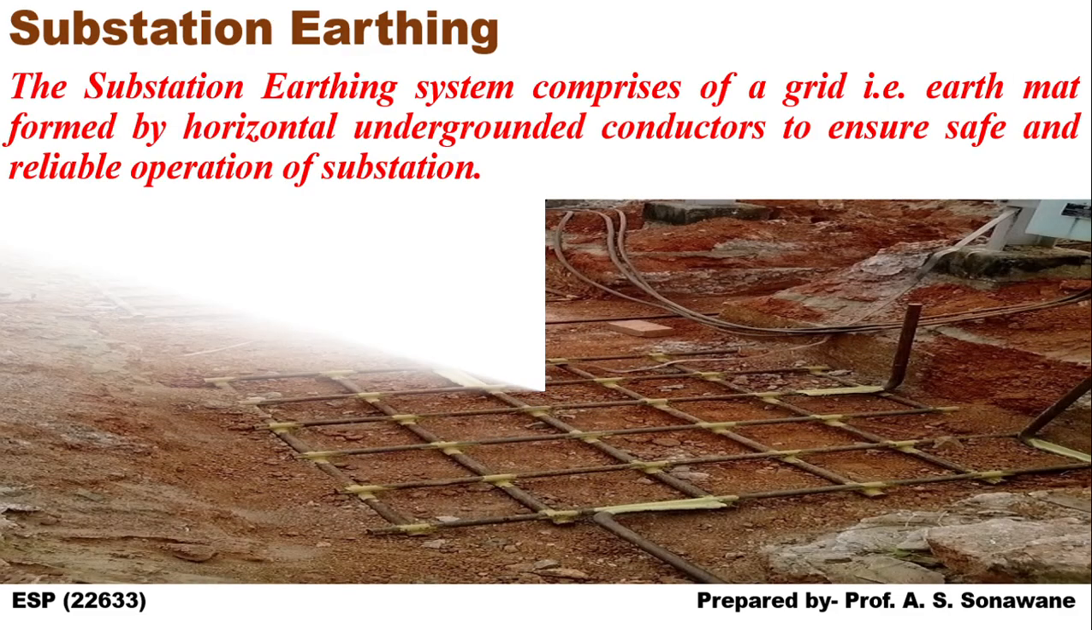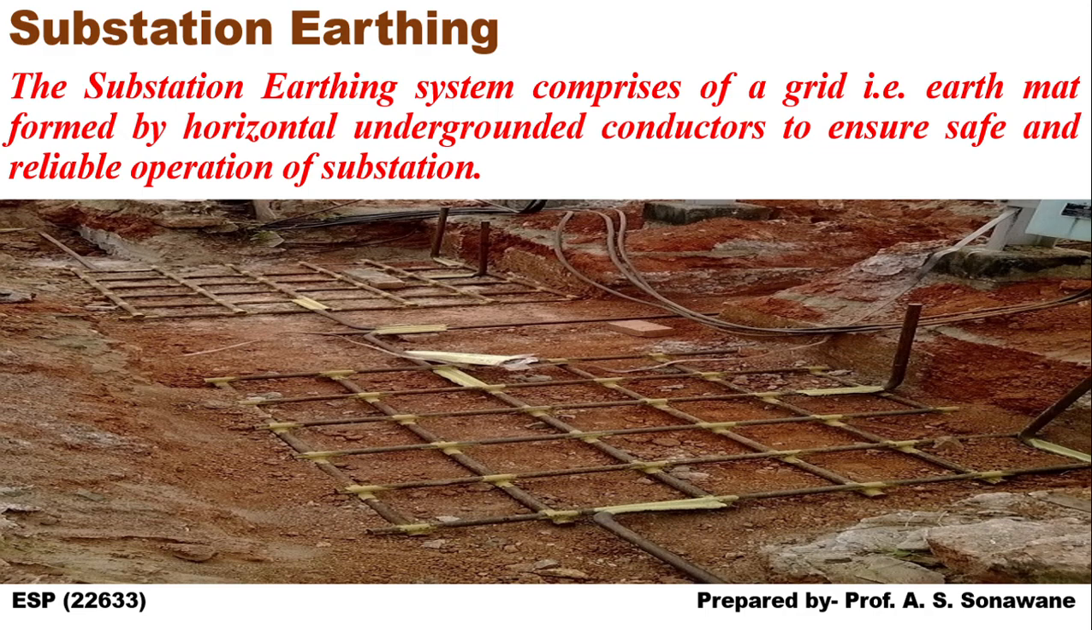The substation earthing system comprises a grid, that is an earth mat, formed by horizontal underground conductors to ensure safe and reliable operation of the substation. Because safety and reliability are the two major concerns in the operation and design of an electrical power system. These concerns also apply to the design of a substation to ensure that substations are safe and reliable.